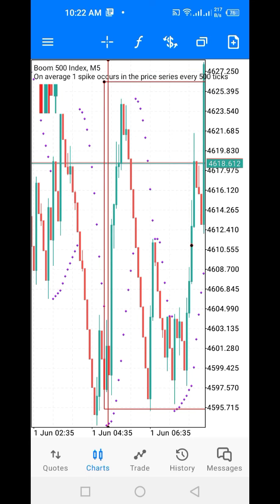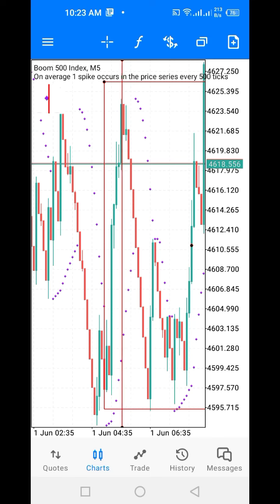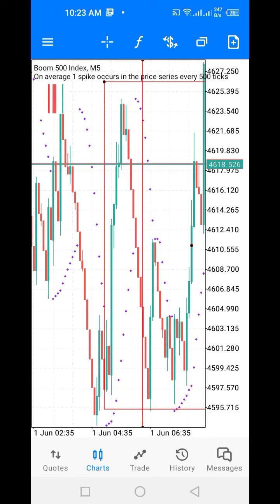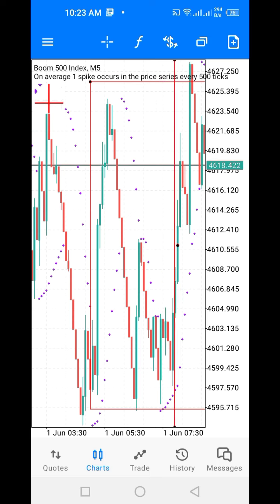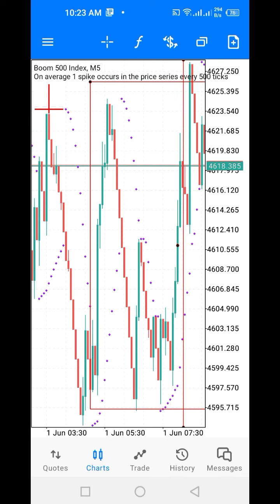This is today, 1st of June, 4:35 a.m. First signal. That means you will be in this trade for how many minutes? 5, 10, 15, 20, 25 minutes, catching spikes. This is another buy signal. Can you see it? It's activated on this particular green candlestick. Then it moved. 1, 2, 3, 4, 5, 6, 7, 8, 9, 10, 11, 12.